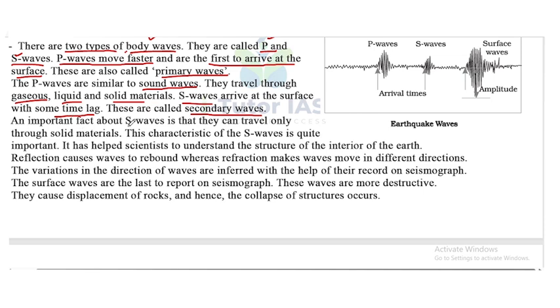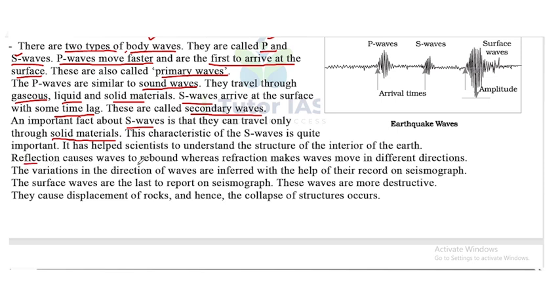An important fact about S waves is that they can travel only through solid material. P waves can travel through solid, liquid or gaseous material. This characteristic of S waves is quite important. It has helped scientists to understand the structure of the interior of the Earth.